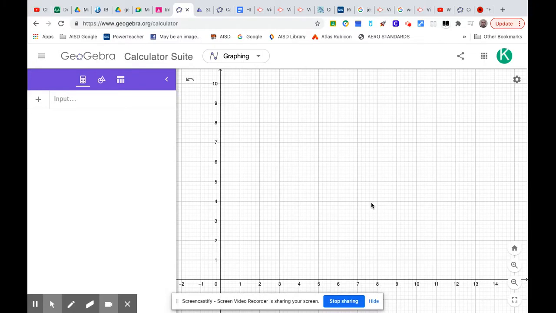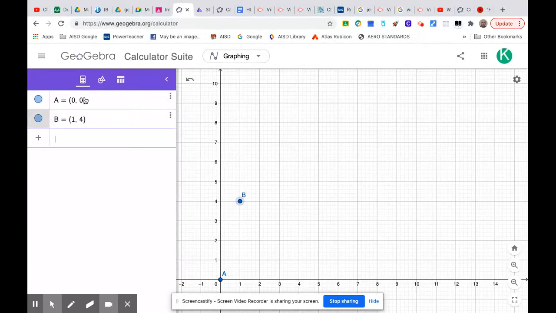Okay, let's take a look at dilations on GeoGebra. So what we're going to do is input 0, 0, and we're going to input the point 1, 4. So the first thing is that dilation affects the distance. In this class, the center is going to be the origin. So the idea is that dilation affects the distance. So what we're going to do is dilate the points.